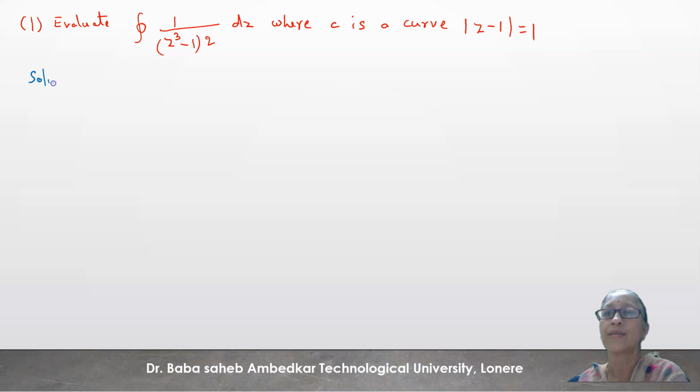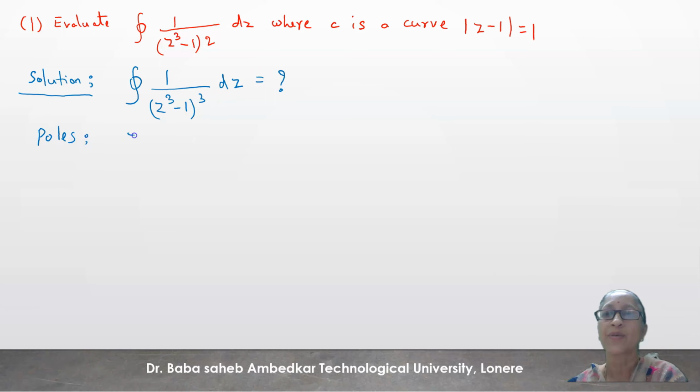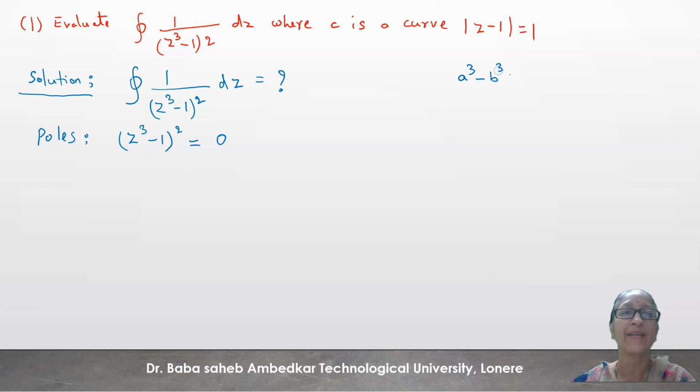In this solution, as usual according to our working procedure, first we have to find the poles of this function. To find the poles, we equate the denominator to 0. So equate (z cube minus 1) whole square to 0. First let us factorize this. Even in this bracket, z is not a single term, z cube is there, the power of z is not 1. So we have to apply the a cube minus b cube identity within the bracket first.